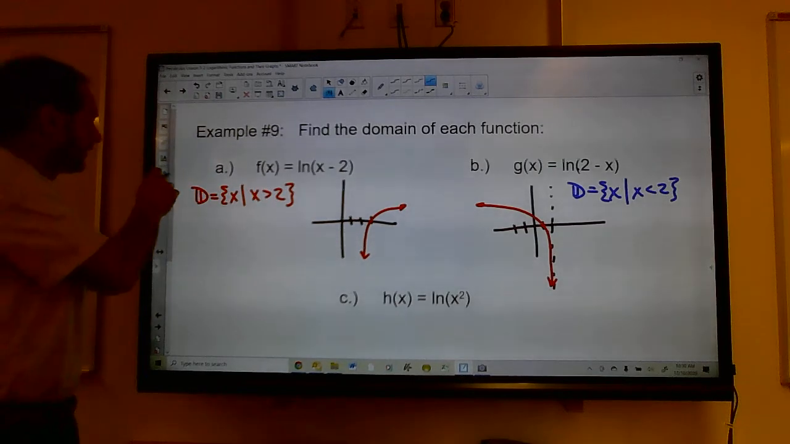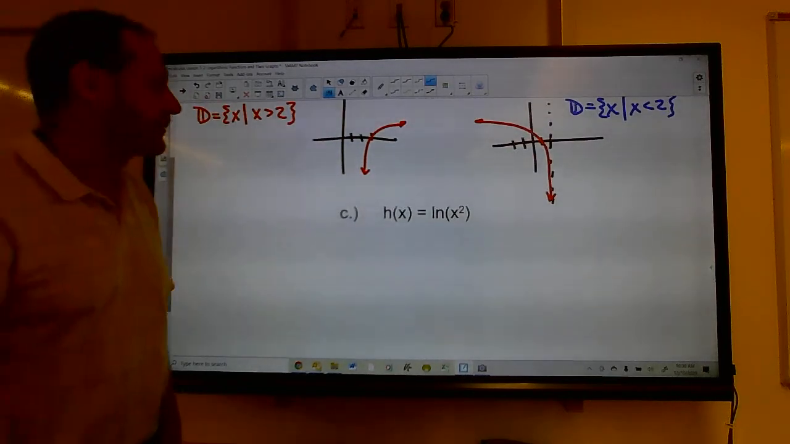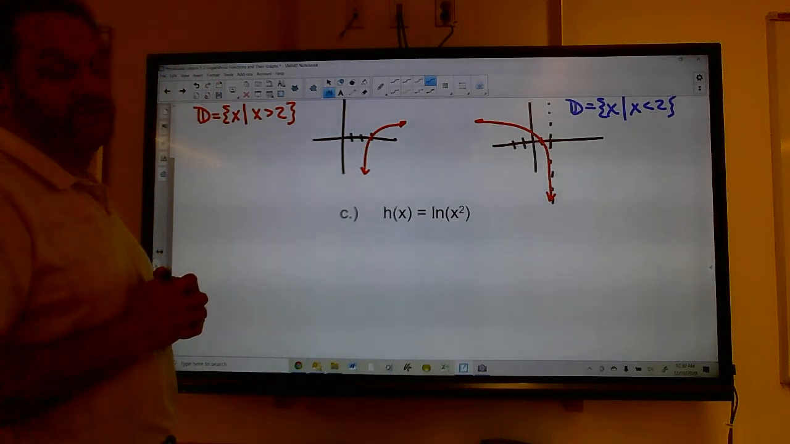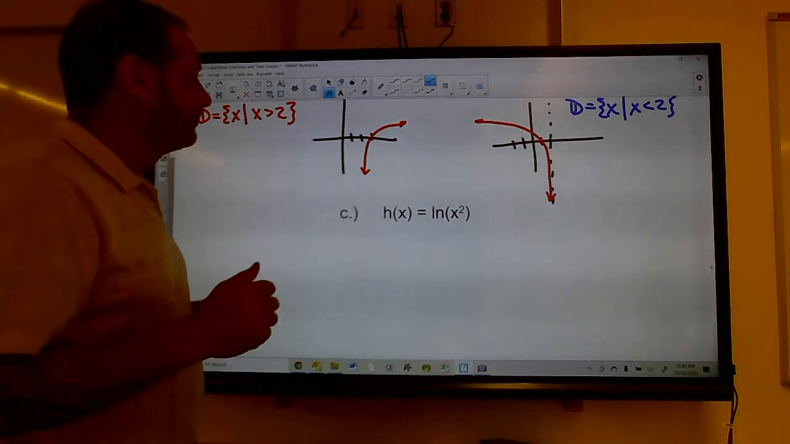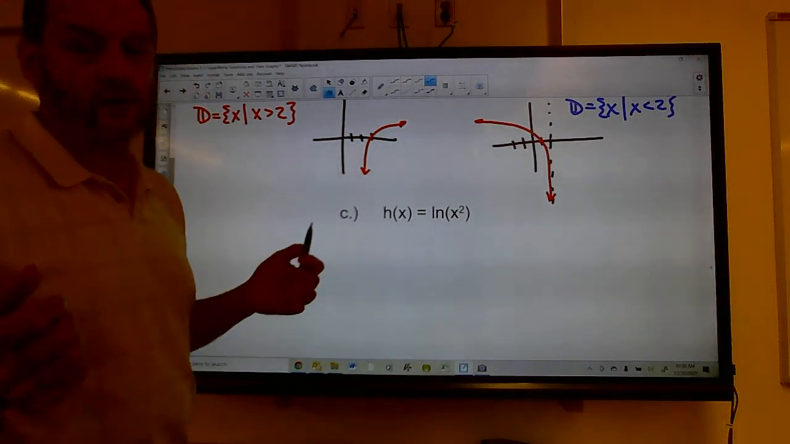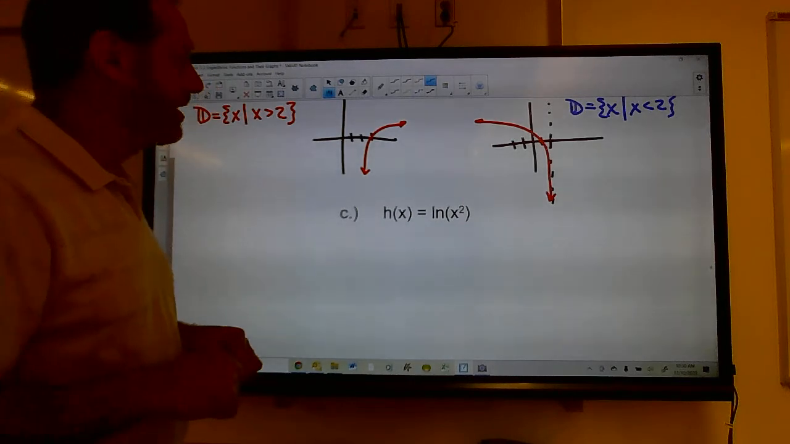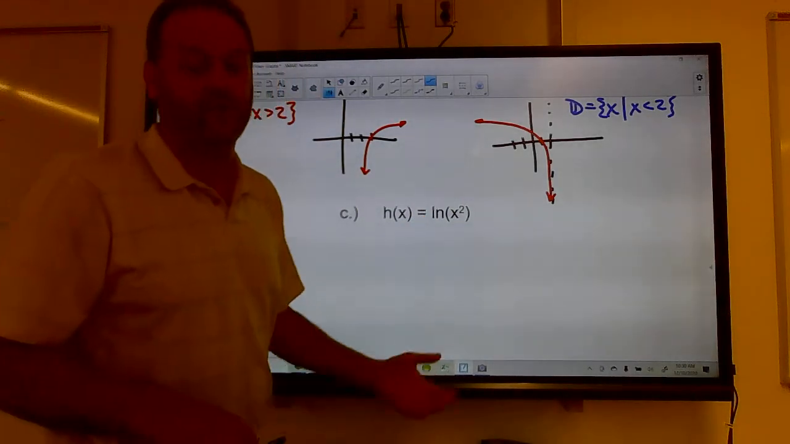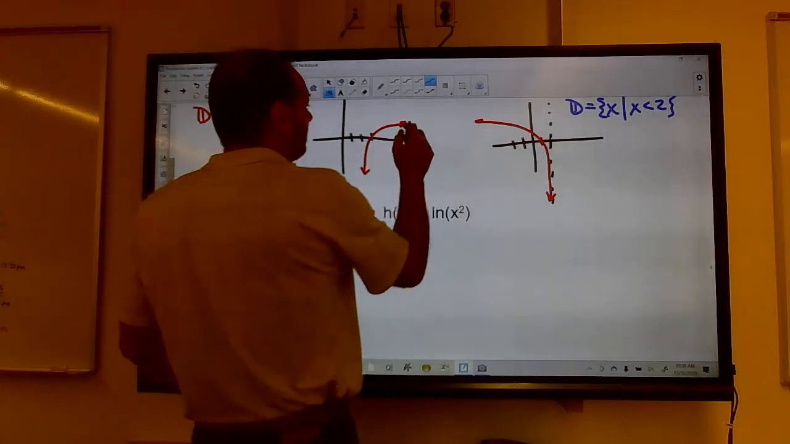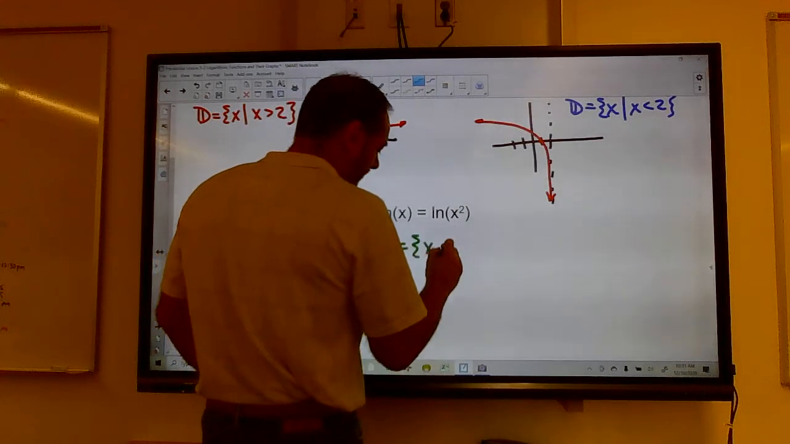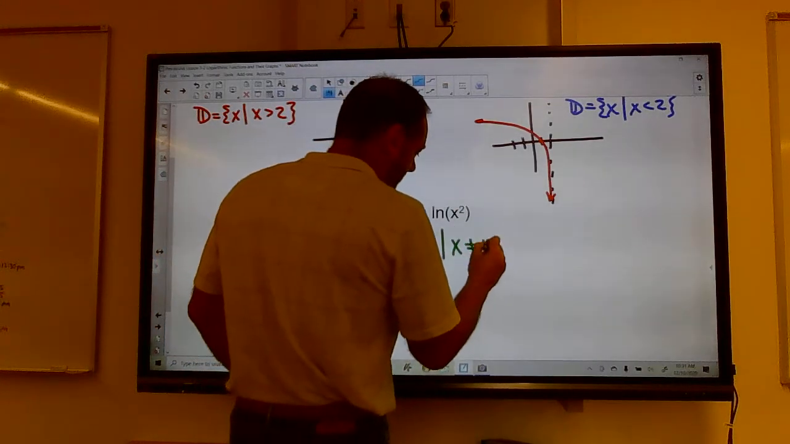All right, let's look at the third one, natural log of x squared. Okay, so I can't put in 0 because the natural log of 0 I can't do, right? If I put in any positive number, I can do that. If I put in a negative number and I square it, that's going to be a positive number, so that should be okay. So the domain of this is going to be all the x's where x is not equal to 0. That's the only one I can't put in.